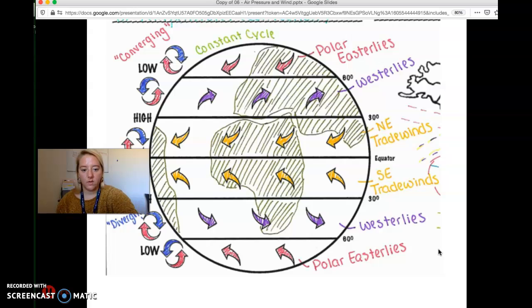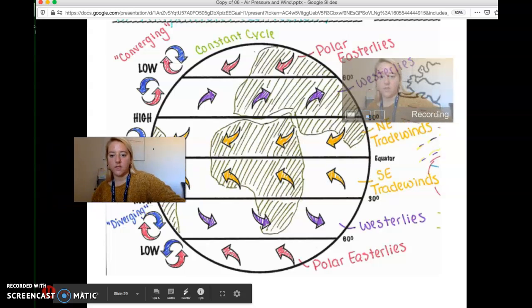And then moving up from 30 degrees latitude to 60 degrees latitude, we have our westerlies. Very confusingly, these are named for the direction that they come from. So our westerlies go from the southwest to the northeast. And then lastly, from 60 degrees latitude all the way to our poles, we have the polar easterlies, and they move from the northeast, similar to the northeast trade winds, to the southwest. Again, that curve is due to the rotation of the Earth.